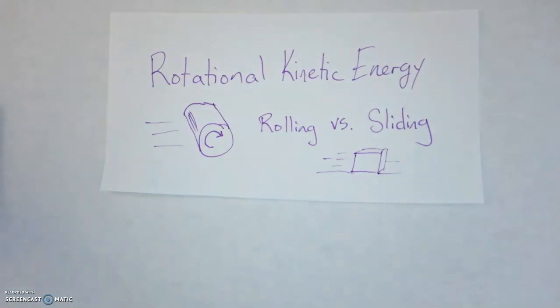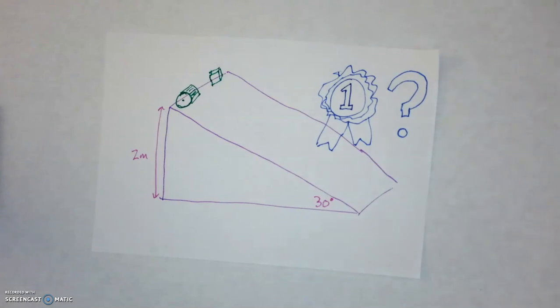Hey everybody, let's do some rotational kinetic energy. So let's take a look at a situation. We have a ramp with some things that we're going to either slide or roll down. We've got a cylinder of some kind, maybe a soup can, and we have a block, and they're each going to go down the ramp.